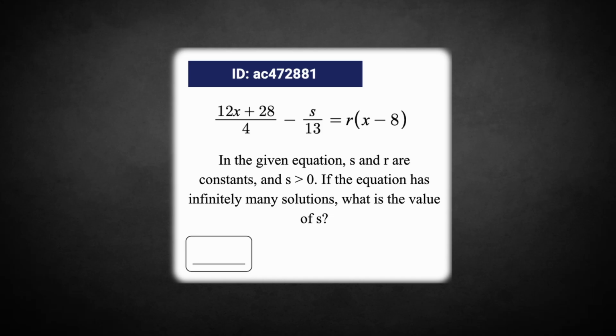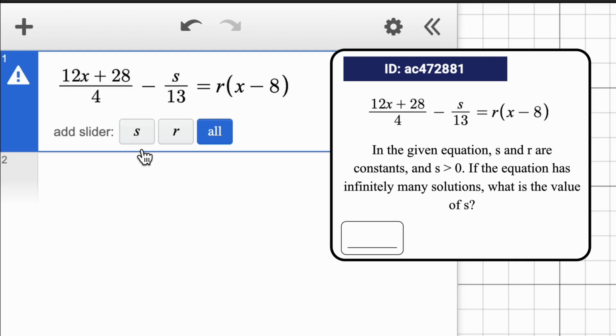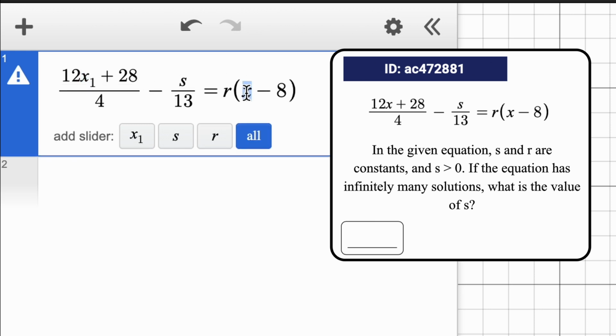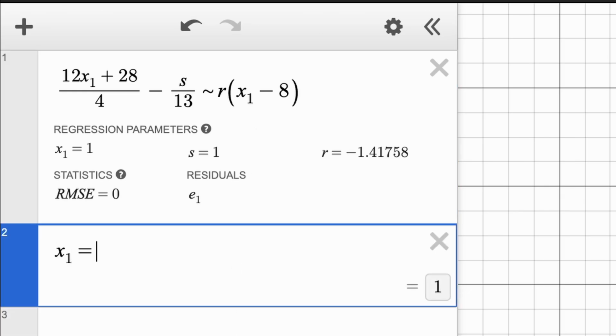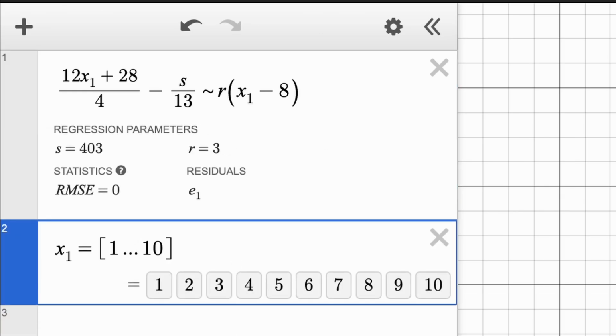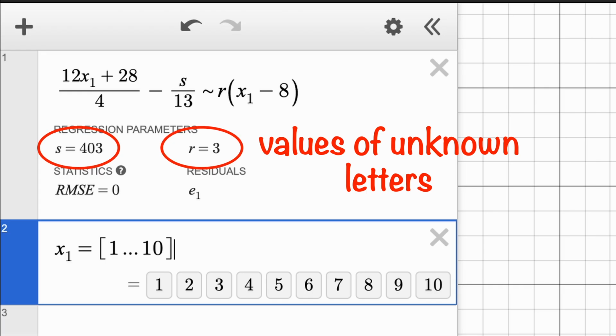If you ever see a question with infinitely many solutions, rejoice. An easy win. First, write your expression in regression form, replacing x with x1 and the equal sign with a tilde. Then, simply type in x1 equals 1 in square brackets. You do this for every single infinitely many solutions question.